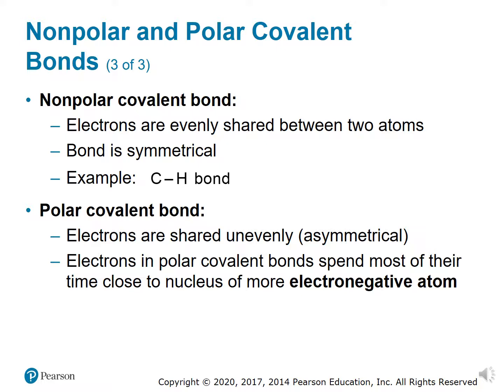Nonpolar covalent bonds means that electrons are shared evenly between two elements. A classic example is carbon and hydrogen. In a polar covalent bond, electrons are shared unevenly or asymmetrically, and electrons in polar covalent bonds spend most of their time close to the nucleus of the more electronegative atom. For example, if we remember water, oxygen is electronegative and the electrons spend most of their time next to oxygen.